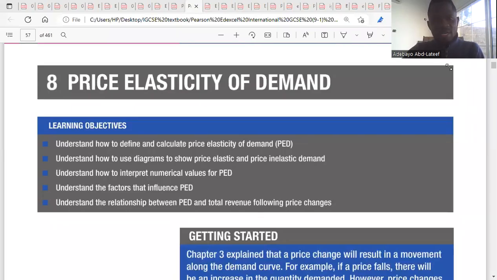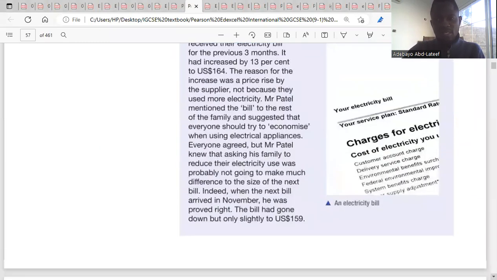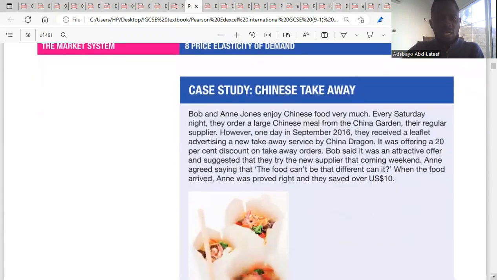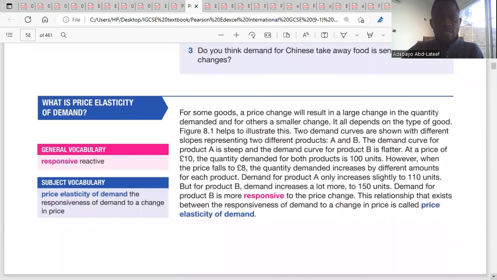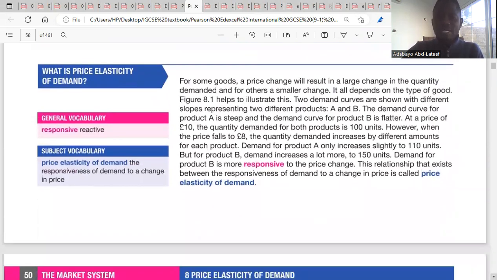So go to chapter 8, price elasticity of demand. We're talking about price elasticity of demand. We're talking about the responsiveness of consumers towards a change in price. So we'll go immediately to page 49. Okay. So what is price elasticity of demand?